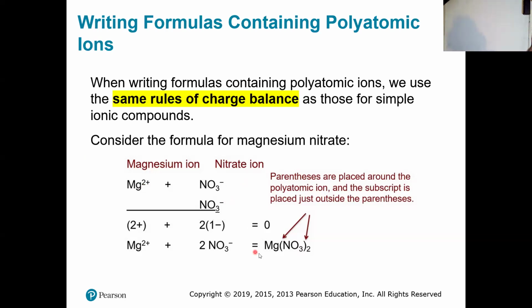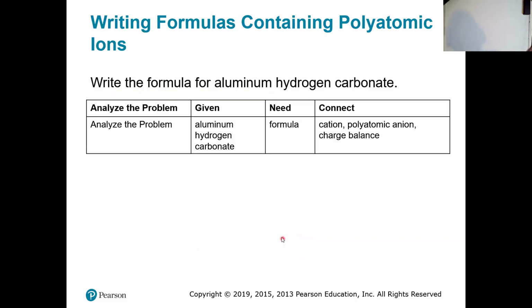When you have more than 1 polyatomic ion in your formula, you're going to place parentheses around them so that when you put the subscript outside of the parentheses, you're showing that you have 2 of everything inside of the parentheses. You don't want to attach a subscript to just another subscript. So that subscript of 2 is going to apply to everything that's inside of the parentheses. Okay. So let's look at a few examples.